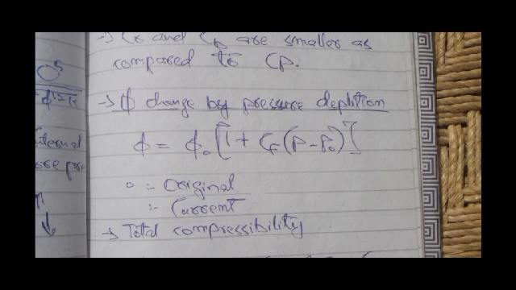If the porosity change by pressure depletion is to be measured, the new porosity would be equal to the original porosity multiplied by 1 plus the compressibility factor times the difference of pressures, the current pressure and the original pressure. We are subtracting them like this because the current effective pressure is greater than the earlier one.